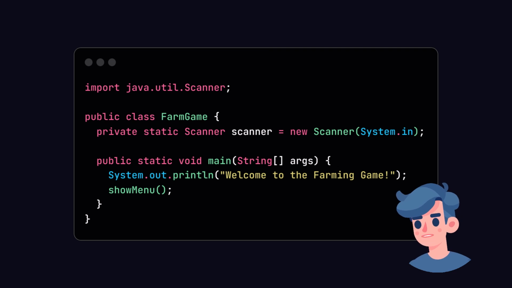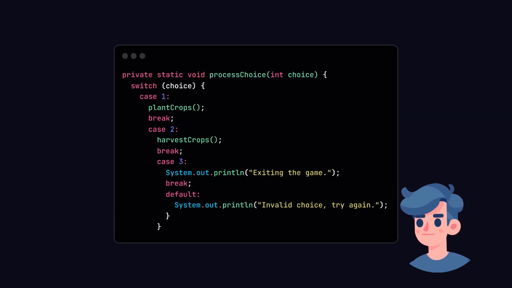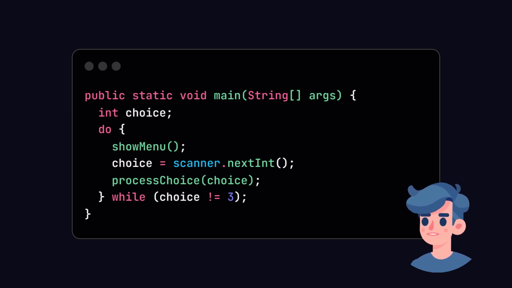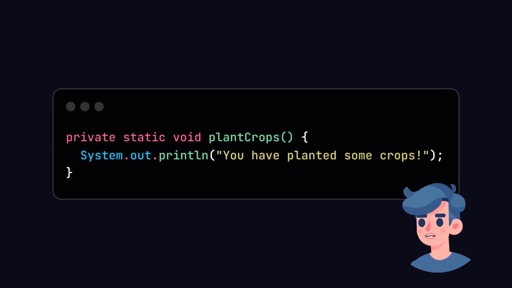We also need to add a scanner to read user input. To process the user's input, let's add a method called processChoice that takes in the choice. This method will handle the player's actions. We also need to modify our main method to repeatedly show the menu and process user choices until they choose to exit.